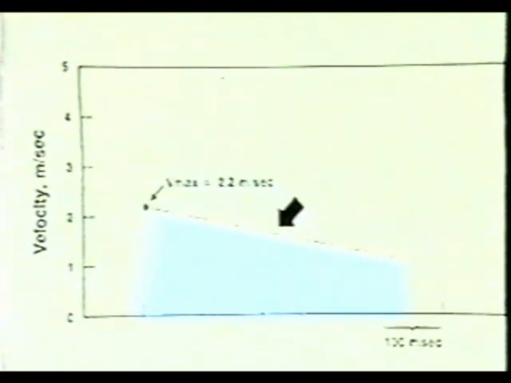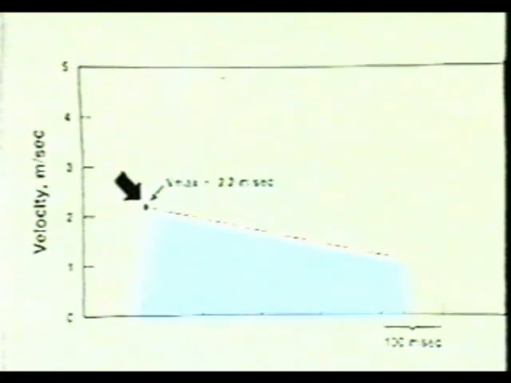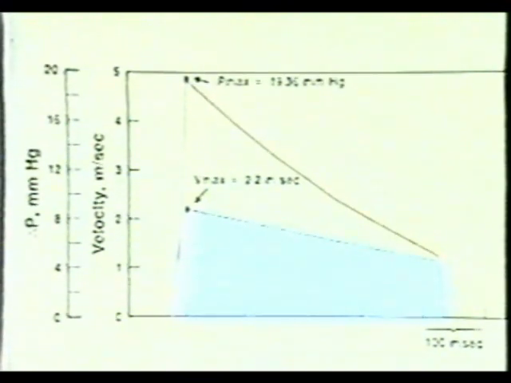This is a schematic of the Doppler spectrum of mitral stenosis with atrial fibrillation. The timelines are 100 milliseconds apart. Because of stenosis, the early diastolic velocity is accelerated to 2.2 meters per second. Using the modified Bernoulli equation, we can determine the peak mitral gradient. 2.2 squared times 4 yields a pressure of 19.36 millimeters of mercury.